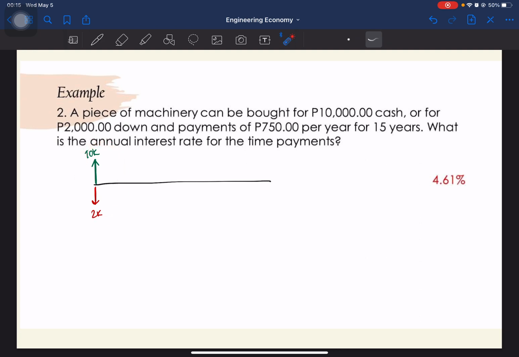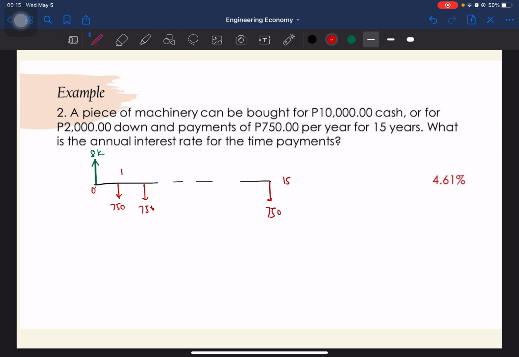'Di ba? Tandaan mo, pwedeng pag minusin kapag magkatapat sila ng oras sa cash flow diagram. Pwede mo directly pag minusin yan. So pwede mo na lang sabihin na 10K minus 2K, ang utang mo na lang is 8K, tama ba? Okay? And you are paying that loan na 8,000 pesos for 750 for 15 years. 750, 15th year, 0, then first year.